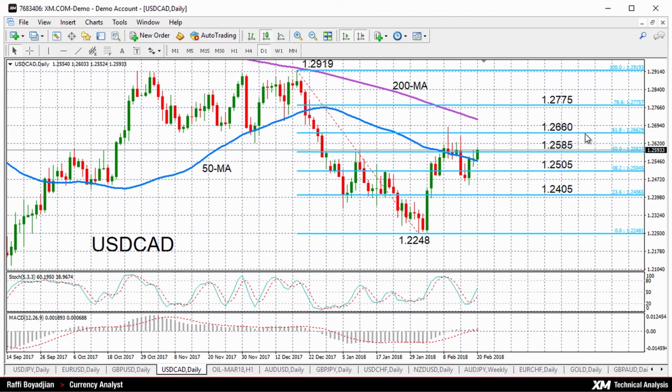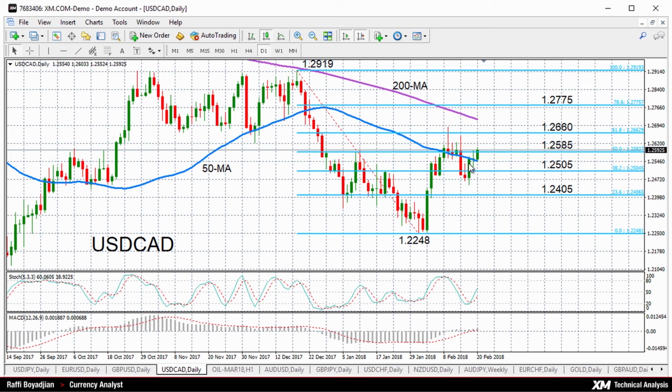That's an important resistance level that it has attempted a couple of times over the past months to break, but hasn't managed to do so. A successful break above that level, though, could then open the way towards the 200-day moving average, currently around 1.2720, and that would help strengthen the upside momentum.